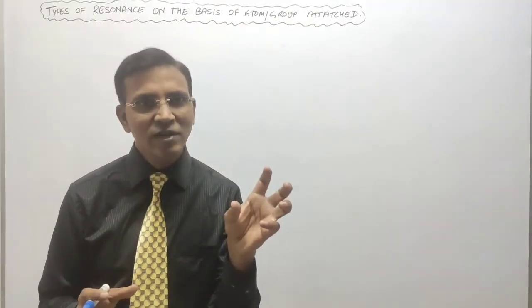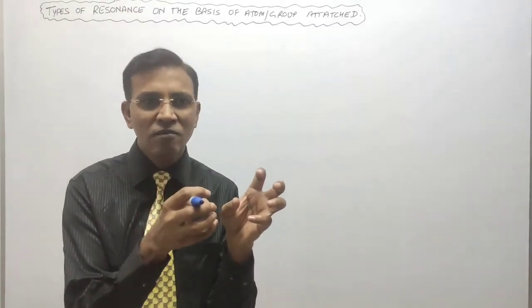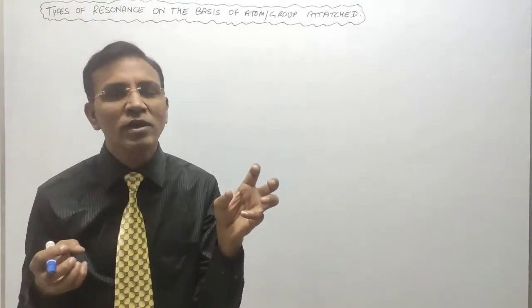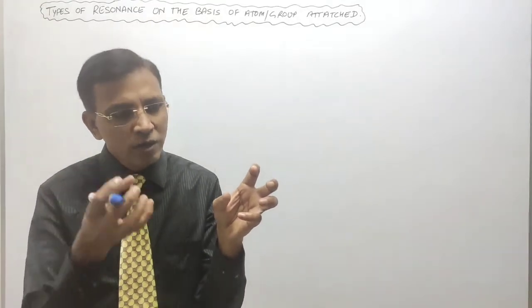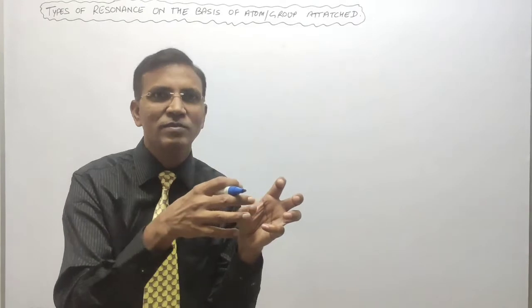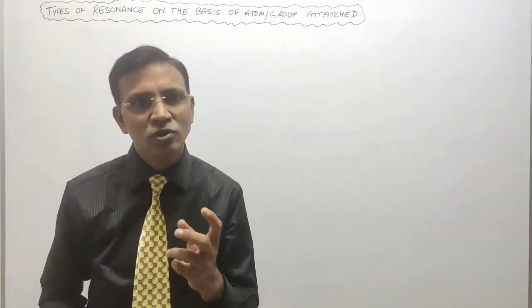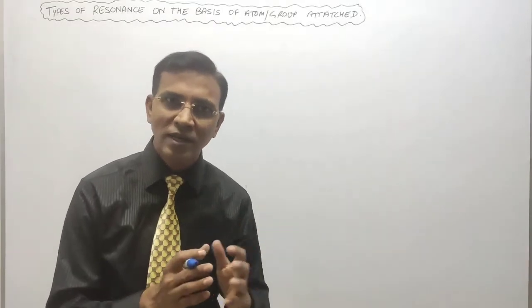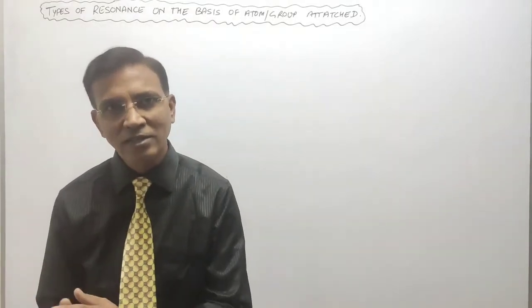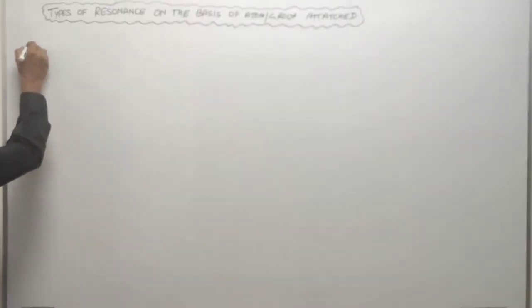A species is given, and the atom or group of atoms attached to the species either withdraws electrons from the conjugated system or donates electrons to the conjugated system. On the basis of that, the types of resonance are two. The first is plus R and the second is minus R type. Right? Let's start. So the first one is plus R type.